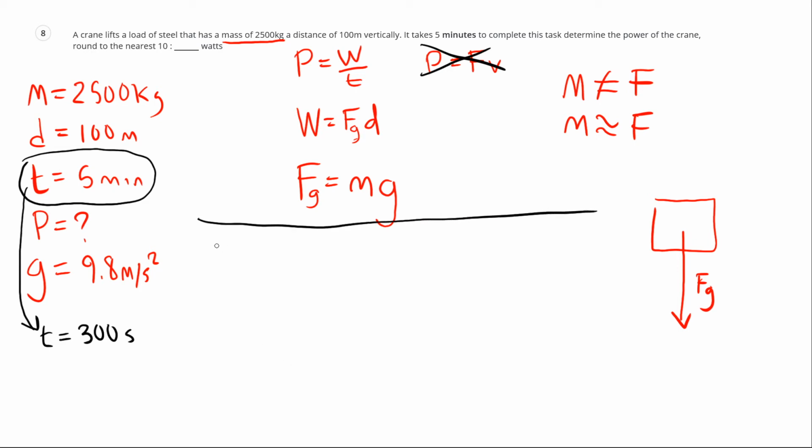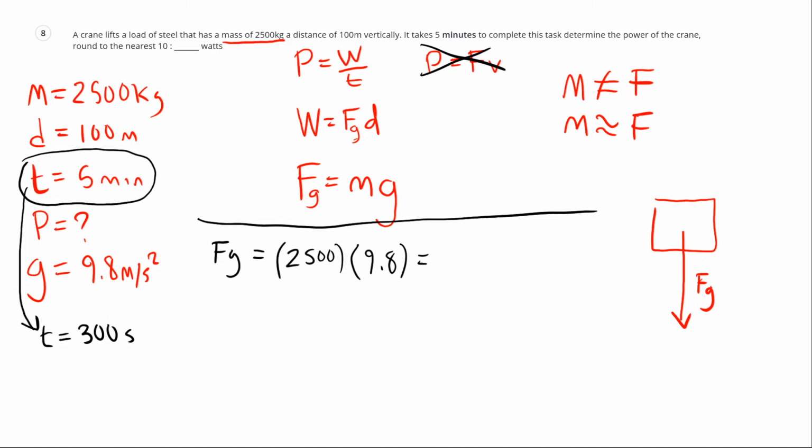We'll start out with F_g. Let's figure out what F_g is. We're just going to go ahead and start slotting in our variables. So m and g together, that's going to be 2,500 kilograms times g, which is 9.8 meters per second squared. That is going to be equal to, well, I don't know that off the top of my head, so I'm going to have to pull up my calculator.